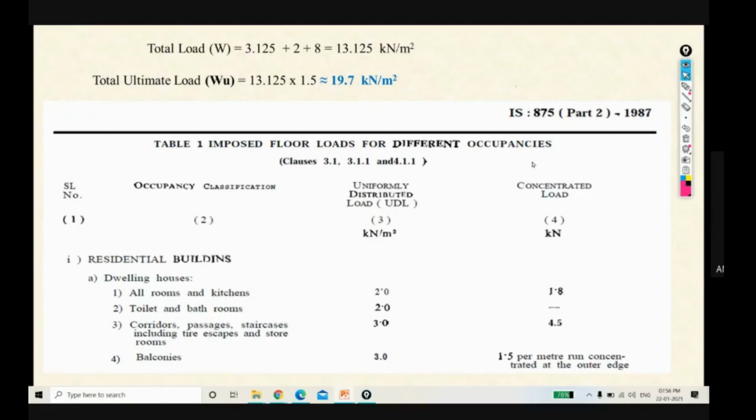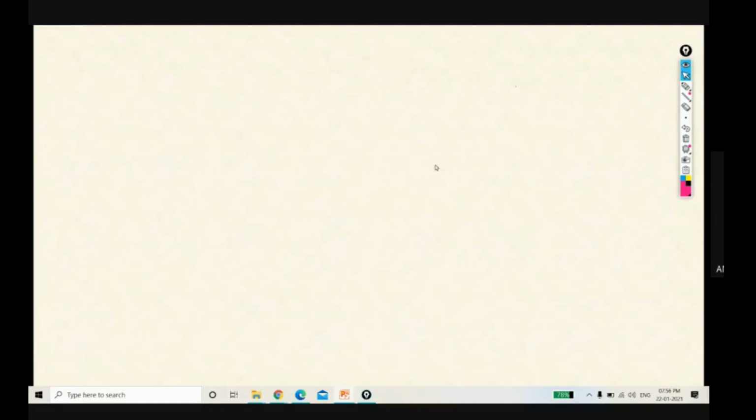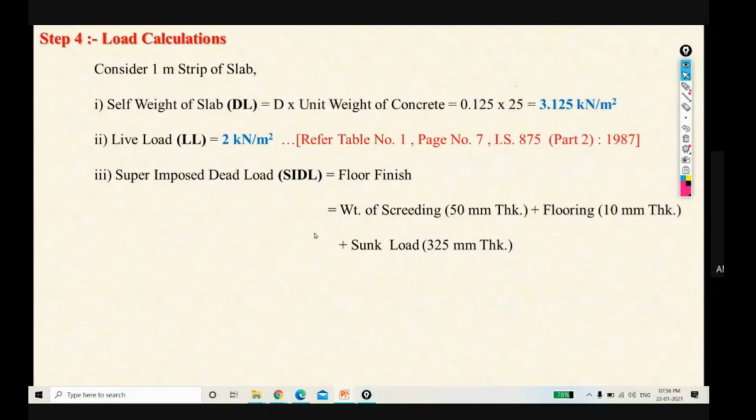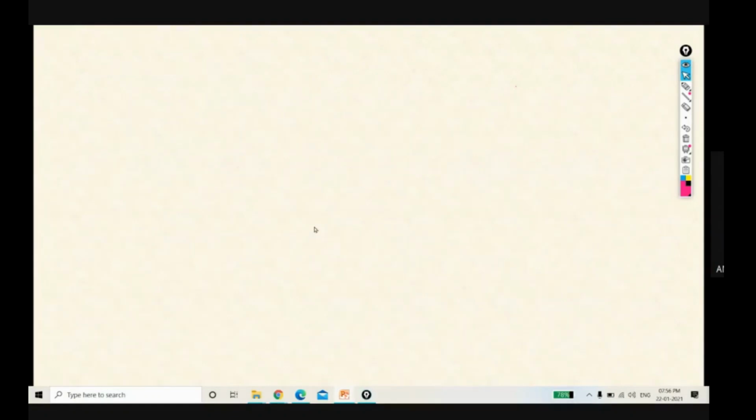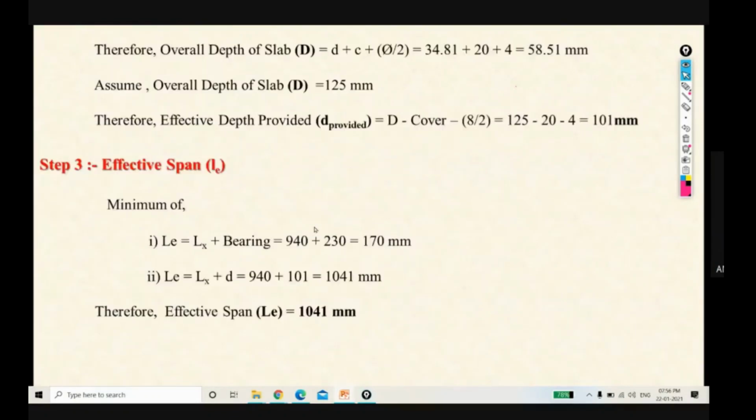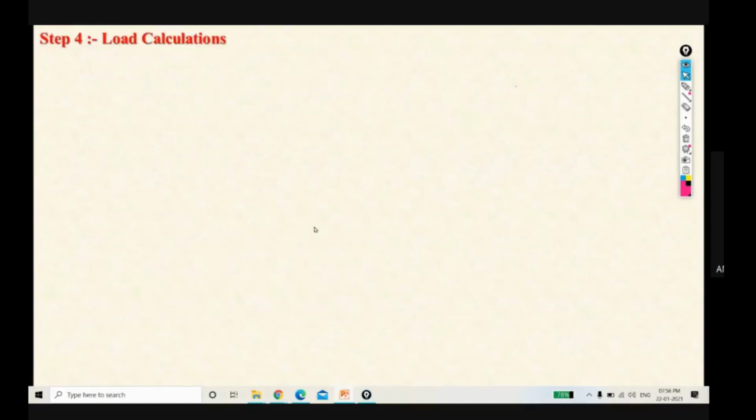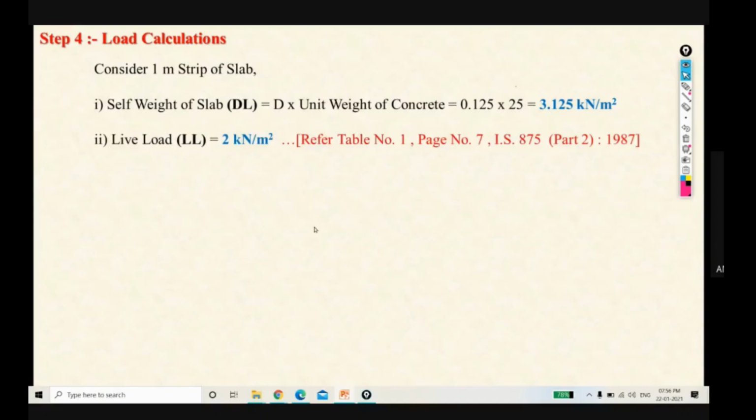IS 875 part 2. Before proceeding, if you have any doubt in the calculation of loading and in the previous steps, means deciding the effective depth, assuming the trial depth, and the loading, these 3 steps we have covered. If you have any doubt, we will discuss it and then proceed to the next.